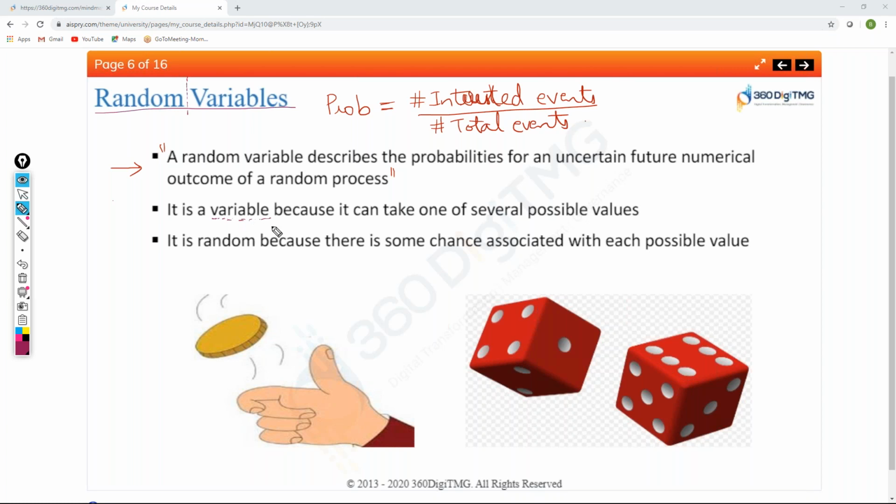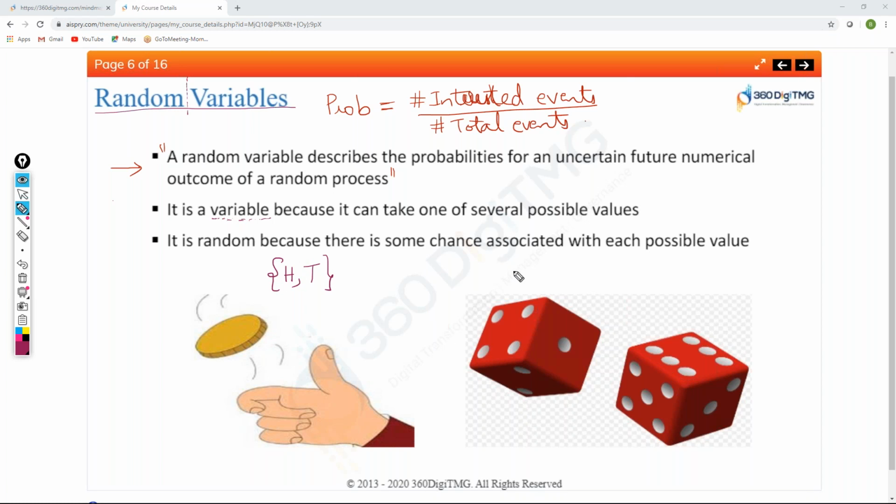Variable means output of any event. If it varies, it is called a variable. For example, say you're flipping a coin. Would I always get a head? No. You can also get a tail. So you can either get a head or a tail if you flip a coin. The output of this event called flipping a coin varies.